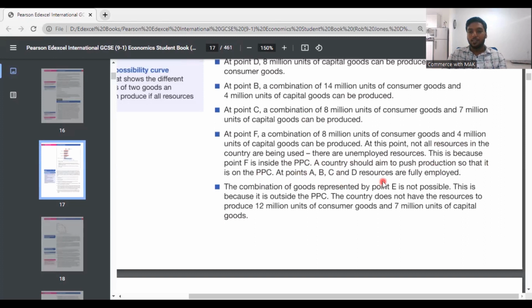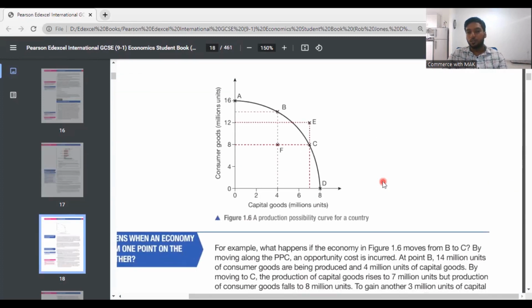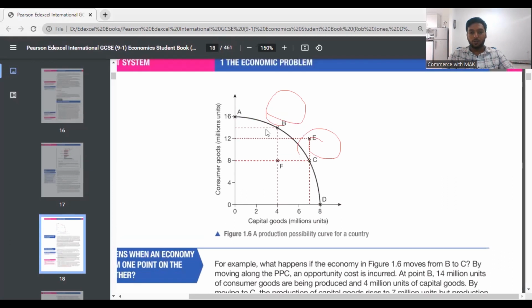Points A, B, C, and D: resources are fully employed. So if you are producing in a country, you should produce at point A, B, C or D, not E, because E goes outside C and D. So at this point, only the country is doing it great. I would recommend going with B or C, because it is somewhat similar in both ways. That is good for our economy. But EF is not the proper way of taking the country in a proper manner.